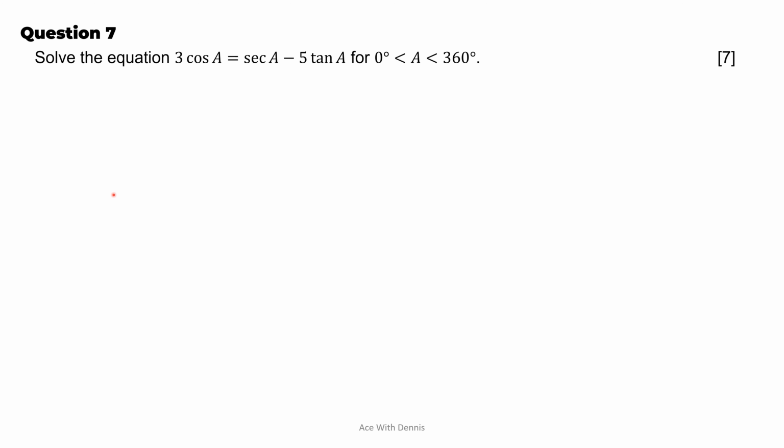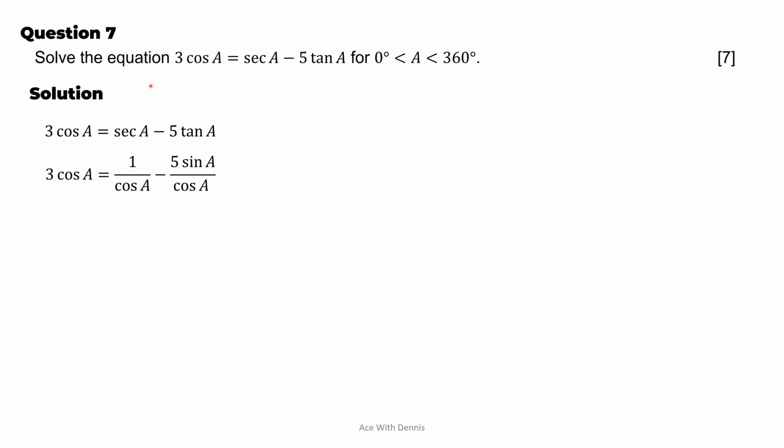Okay, so here's the solution. 3 cosine A equals secant A minus 5 tangent A. We can see that most of the trigo here is not the usual trigo. We have secant and tangent. So we have to change them into the usual trigo, which is cosine and sine. So for secant A, it will be 1 over cosine A. For tangent A, it will be sine A over cosine A, so that we can solve this easily. So from here, we multiply cosine A on both sides.